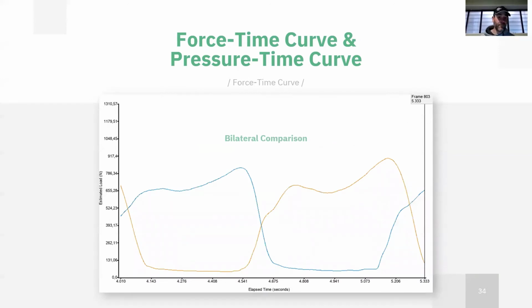This is another example of a bilateral comparison between left and right side. And you can see a force time curve and look at what is the timing of left and right side during the stance phase, and the peak of the two curves at foot strike and at propulsion and toe off.